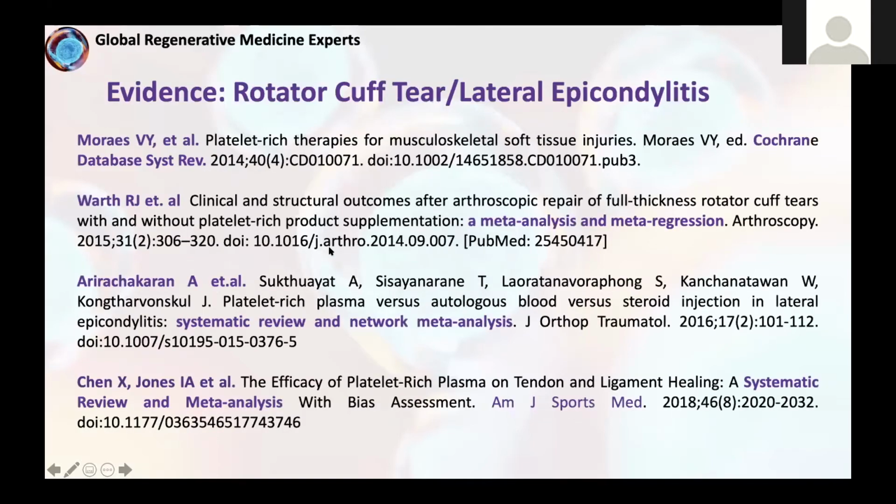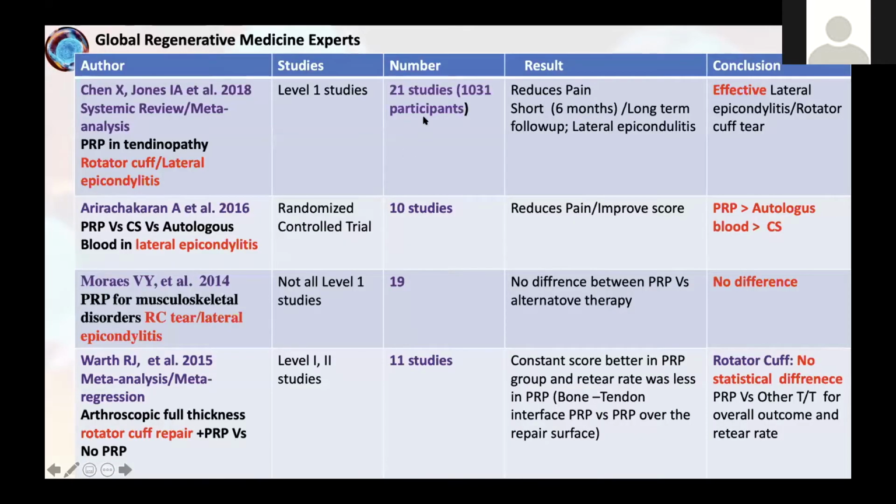Is there any evidence? Well, these are the latest studies and I put them in the table. So this is basically the latest systematic review and meta-analysis published in 2018. And they just included level 1 studies. There were 21 studies and they show in the result that the short-term result and the long-term result, it reduces the pain. But this reduction in the pain works only for tennis elbow and the rotator cuff.